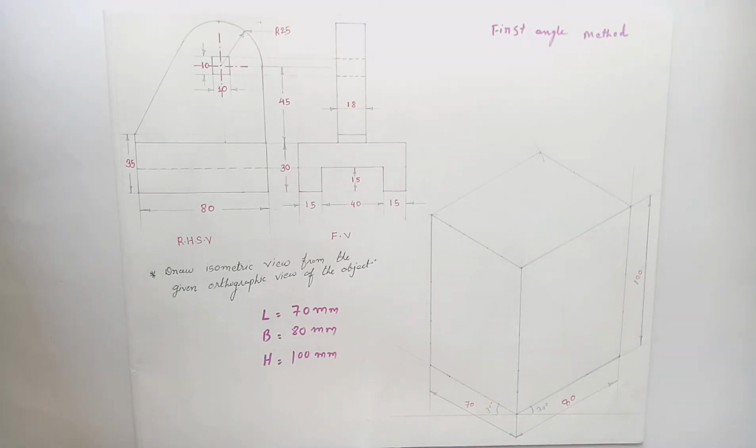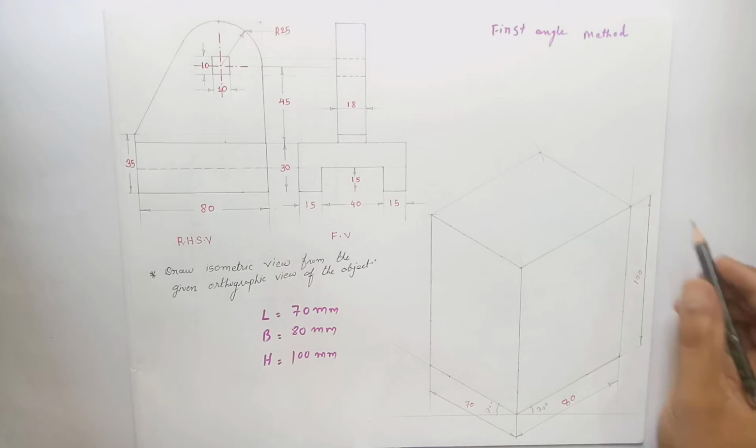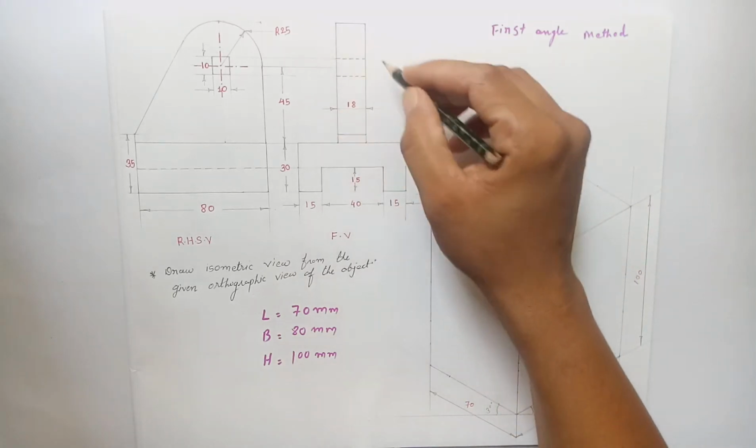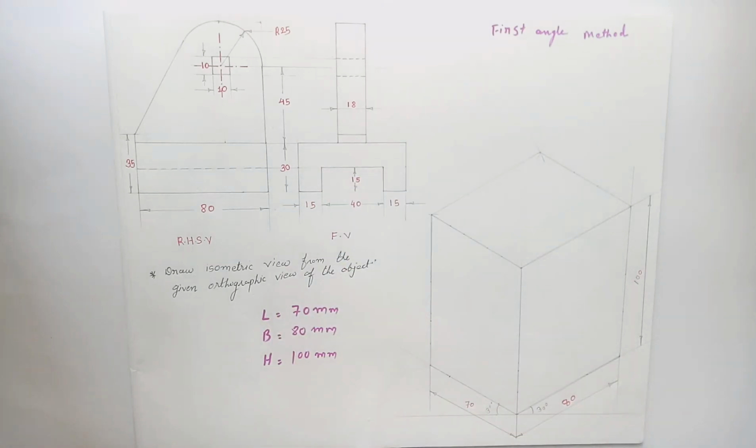The method to draw the cuboid we have discussed in the first session of the isometric projection. So follow that particular method to draw the cuboid, and first of all complete the cuboid having length 70, width 80 and height 100 mm. So after drawing the cuboid, let us start with the front view of the object. So first of all, project this front view on this plane of the cuboid.